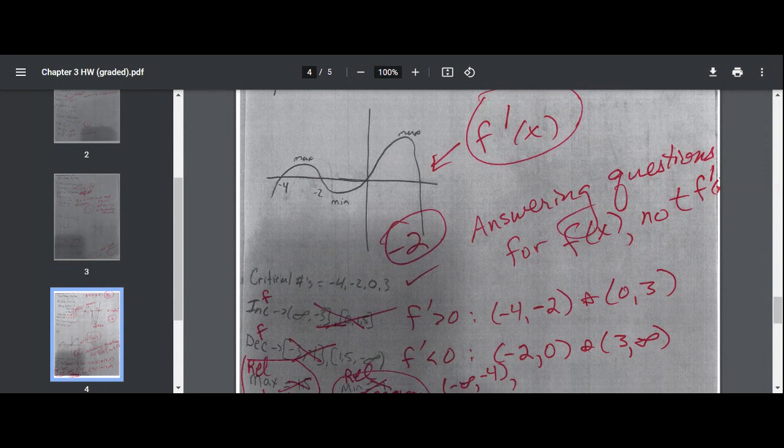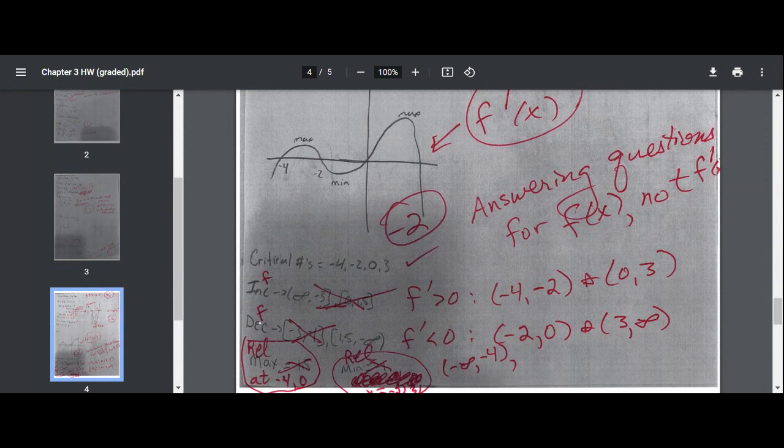Gotcha. Okay. And then, where is f decreasing? When the derivative is less than 0, where the derivative is negative, so that'd be below the x-axis. So negative infinity to negative 4, negative 2 to 0, it's below the x-axis, and from 3 out. Those 3 intervals, f would be decreasing.